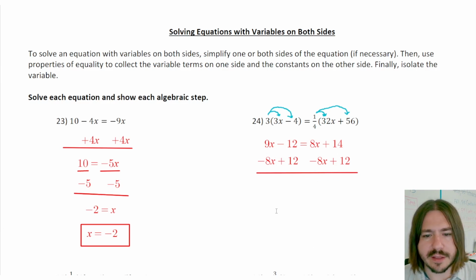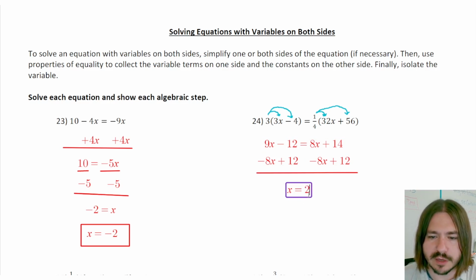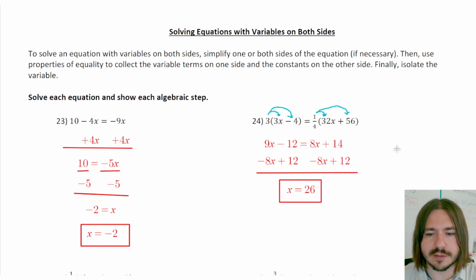9x minus 8x is just going to be 1x. Negative 12 plus 12 is 0, and that's kind of what I want to happen. I want that to zero out. And so on the right-hand side, I have 8x minus 8x, that's 0 again. The whole point of doing that was to get the x's on the left-hand side. And then 14 plus 12 is going to be 26. So my solution to this equation is going to be x equals 26.